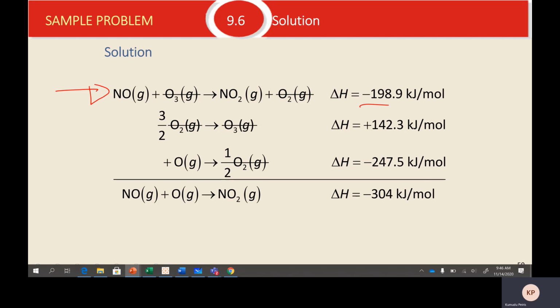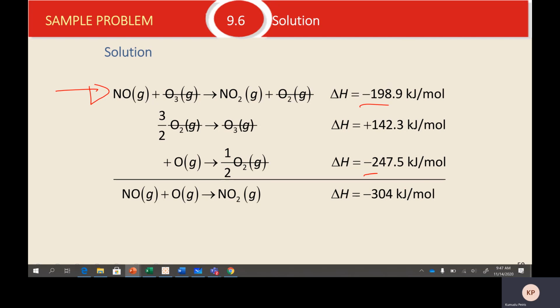Then O2 goes to O, and remember, this was given the other way. But now I have to change the side, so I swap it and change the sign of the heat change. The positive becomes negative, since the sign of the heat changes as you change the direction of the reaction. So that is negative 247.5 kilojoules per mole.